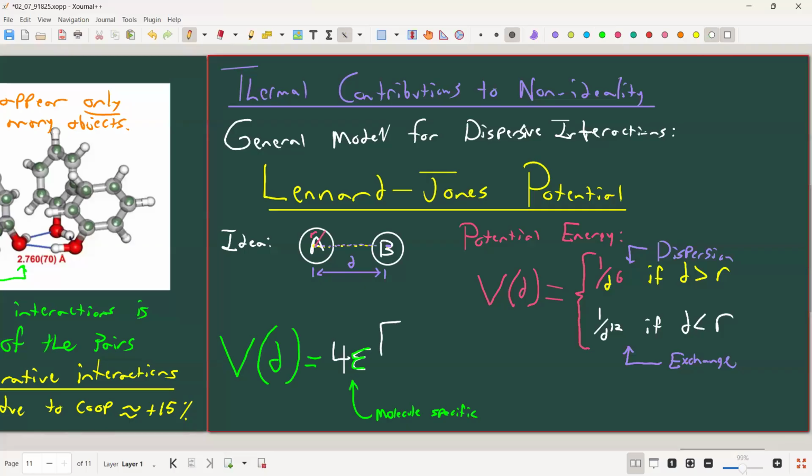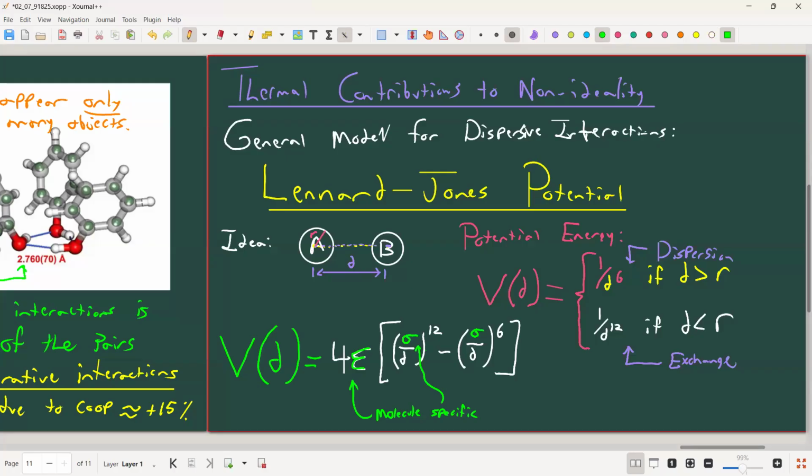Times another constant, sigma, over d to the 12th, minus sigma over d to the 6th, right? And these are molecule specific. We'll learn what these each mean in a second, right? So each molecule or each atom has a different epsilon and sigma.